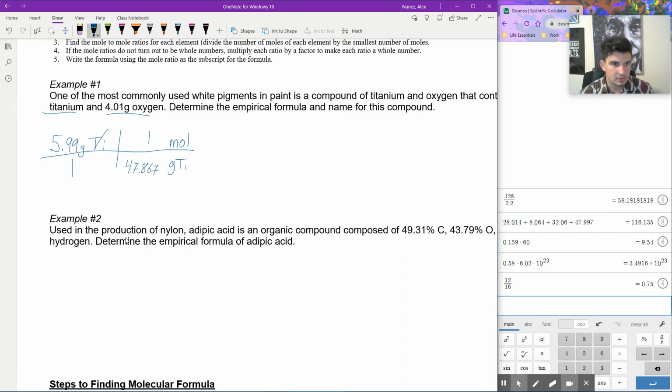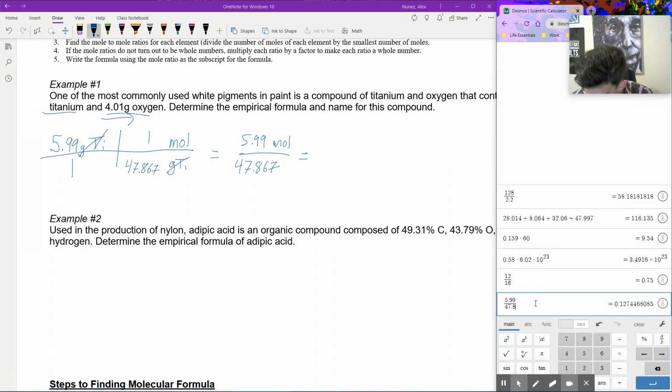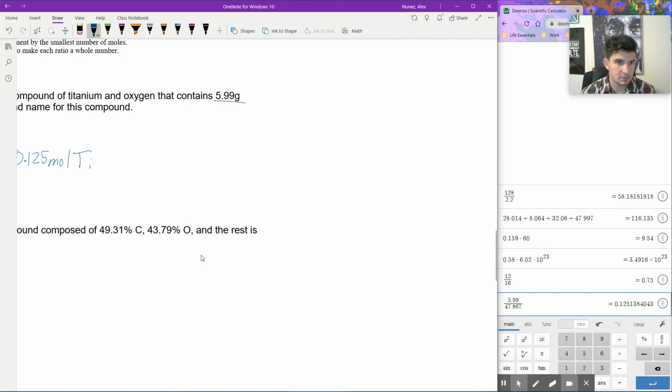The 47.867 grams of titanium cancel out, and so I'm just going to multiply across the top. So that's 5.99 times 1 mole over, multiply across the bottom, 47.867. And then I divide, which is 5.99 divided by 47.867. So this tells me that if I only have 5.99 grams of titanium, I only have 0.125 moles of titanium. Now I need to go through the exact same process for oxygen. So I know that in my compound, I have 4.01 grams of oxygen.